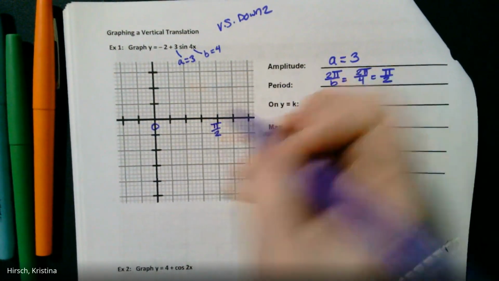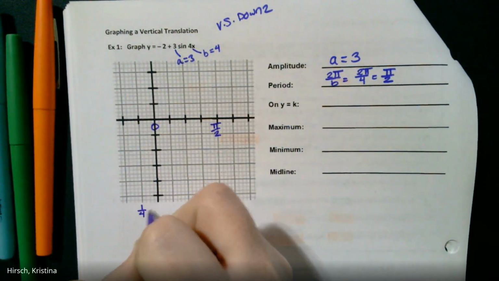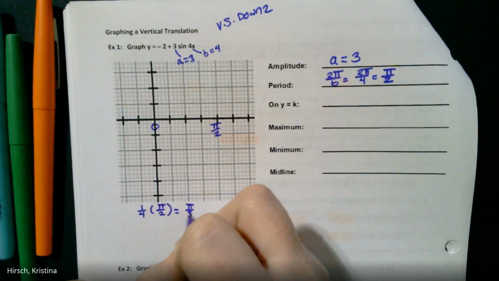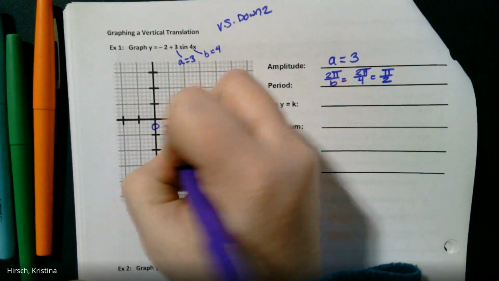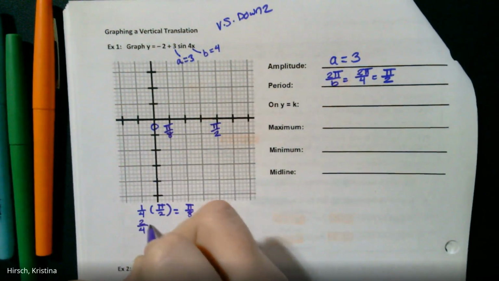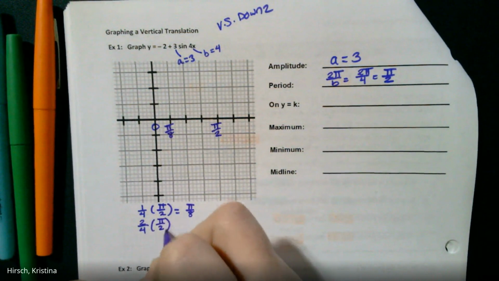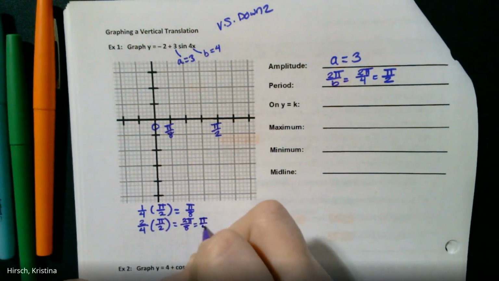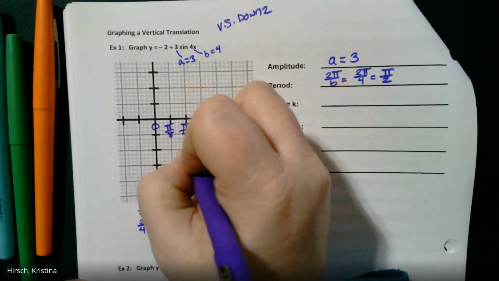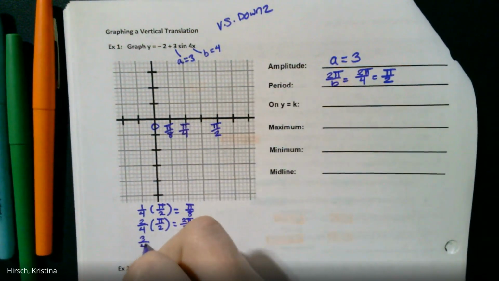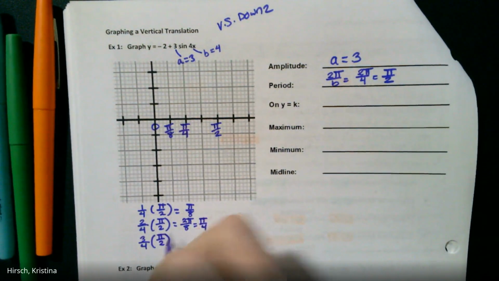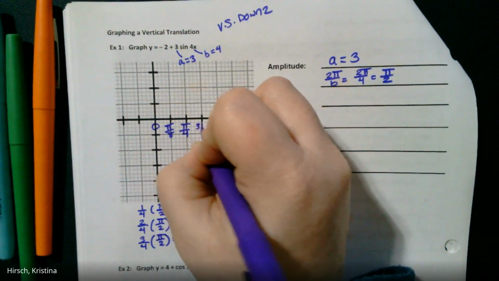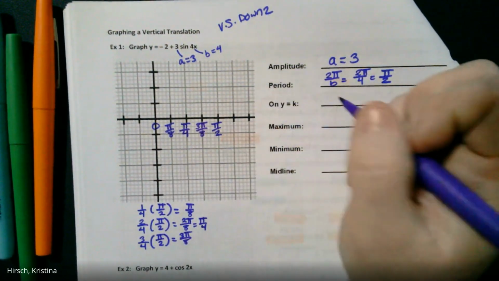So I'm just going to refresh your memory. So I could say 1/4 of my period is pi over 8. I could say 2/4 of my period, which would be 2 pi over 8 or pi over 4 reduced. 3/4 of my period is 3 pi over 8. Okay, so just a quick reminder of how to do that.